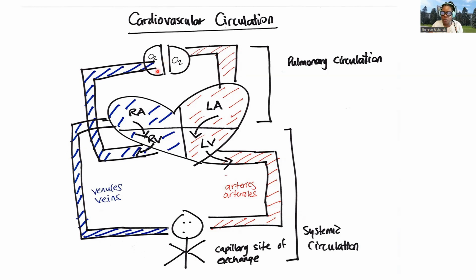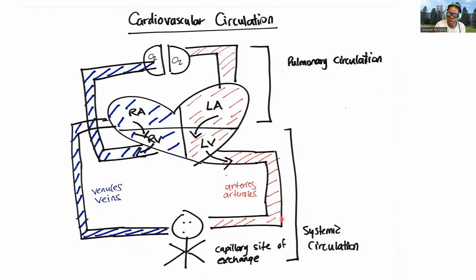We breathe it in, it goes down to the alveoli, then it's exchanged across the lungs. So here we can pick up new oxygen or fresh oxygen, and then that freshly oxygenated blood goes back to the left atrium, back to the left ventricle, and then it's going to be redistributed to the systemic circulation again.